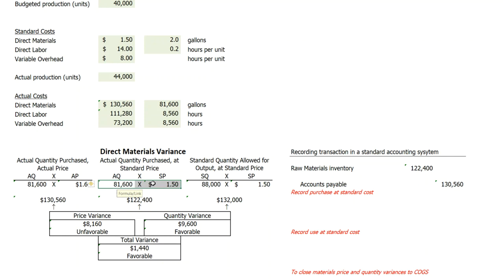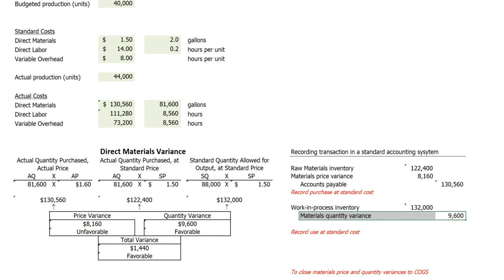So we debit raw materials inventory for $122,400. Of course, debits don't equal credits. We need an additional debit, and that will be our unfavorable price variance of $8,160. When we issue materials to production, we issue them at standard cost and standard quantity. That's our $132,000. 88,000 was our standard quantity allowed at a standard cost of $1.50 per gallon.